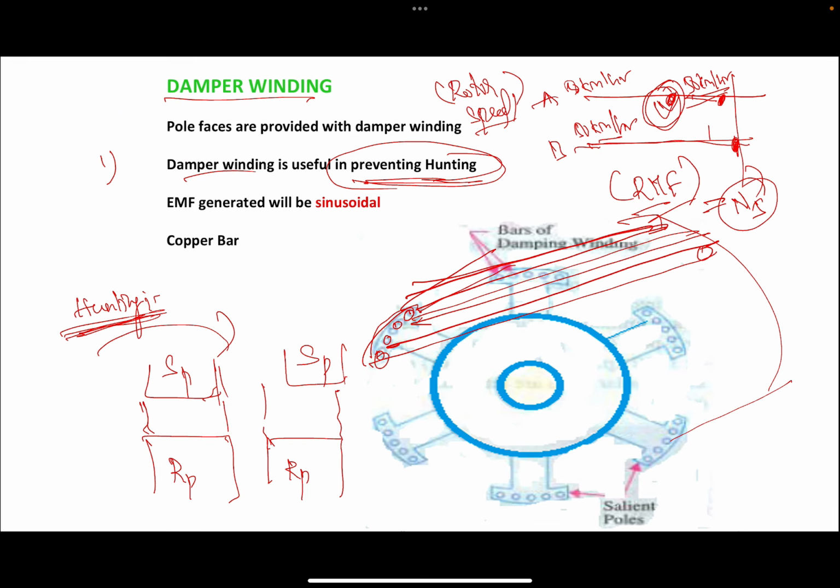So damper bars, the one word he has given, is that they prevent hunting. We have discussed what hunting is. What are the methods to reduce hunting? We discussed those in synchronous motors. Now here, how will damper bars be helpful in reducing hunting? That is, if it is below the rated speed and above the rated speed, how does the machine behave? This is the most important competitive exam objective bit. You will not write unless you understand the whole concept. Shall I proceed?